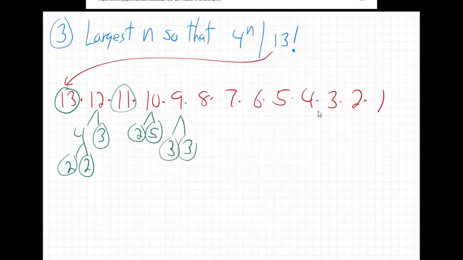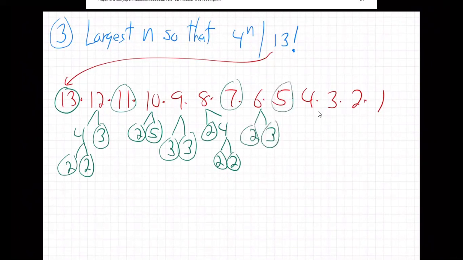9 is 3 times 3. 8 is 2 times 4, and the 4 breaks down to 2 times 2. 7 is already prime. 6 is 2 times 3. 5 is already prime. 4 is 2 times 2. 3 is already prime. 2 is already prime. 1 can't break down. So is that good so far?